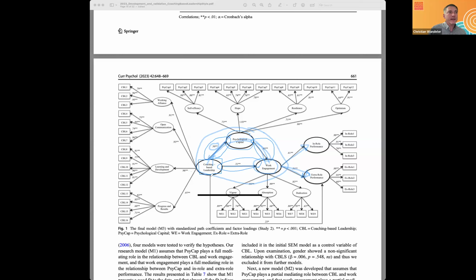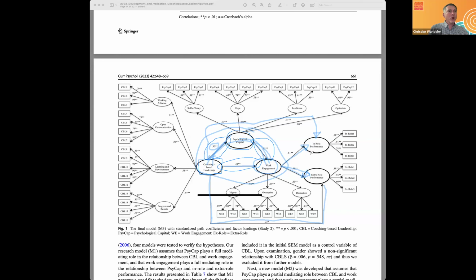The other thing that indicates this is that they have an arrow from coaching-based leadership to extra-role performance. I'm not going to go look for it, but the question for me would be: did they also test an arrow from coaching-based leadership to in-role performance, and just leave it out because it was not statistically significant? Those are the questions we could look at as well.